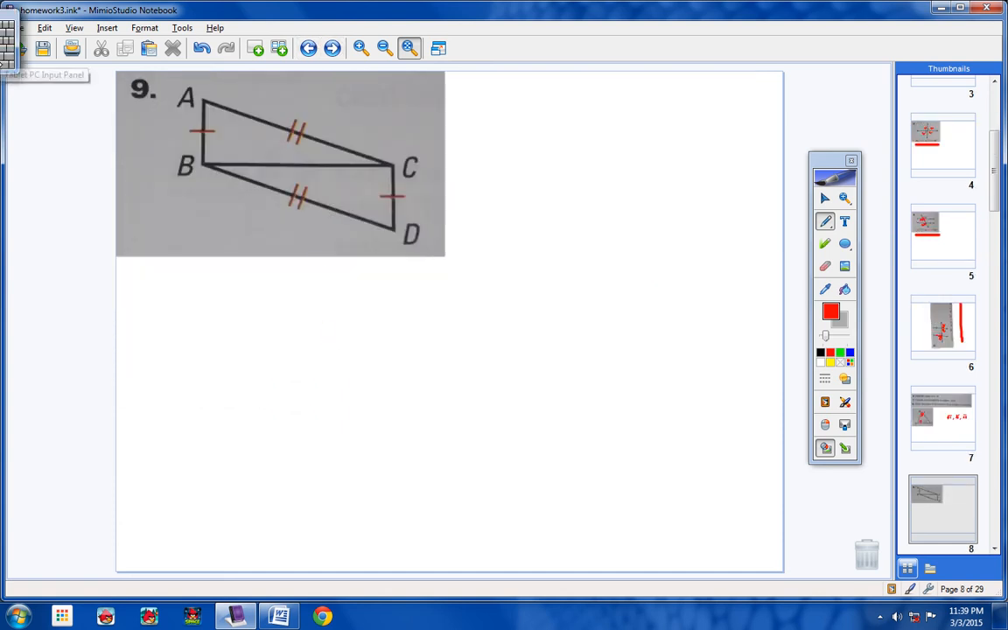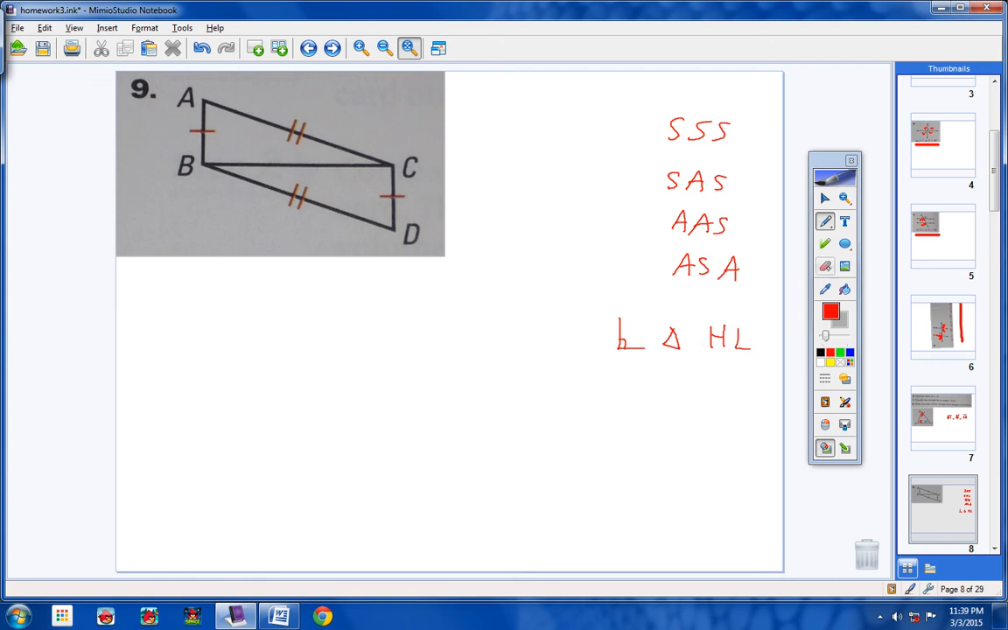Now in numbers 9, 10, 11, they want us to, if it's possible, show the triangles are congruent. If it is possible, state the theorem or postulate that you used. Now listen carefully. I'm going to list off the ways that we have learned to prove that triangles are congruent. Side, side, side. Side, angle, side. Angle, angle, side. Angle, side, angle. And then for a right triangle, we can use hypotenuse, leg. Okay?